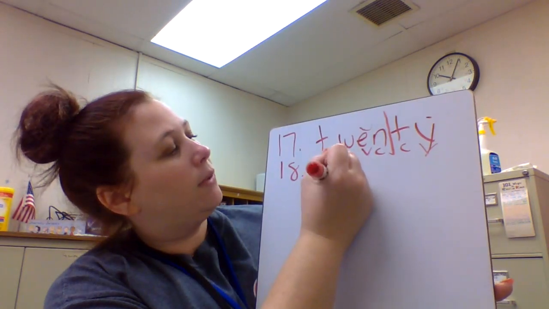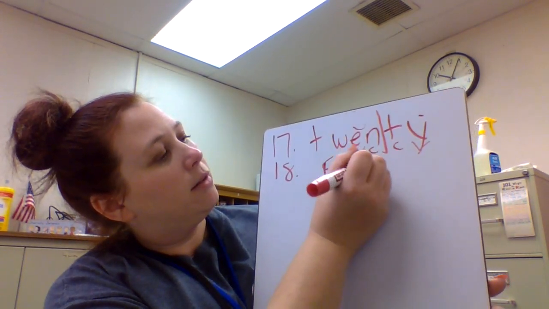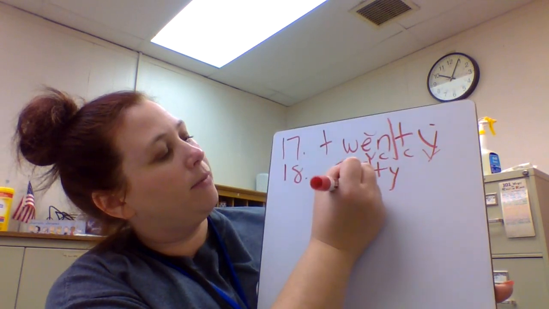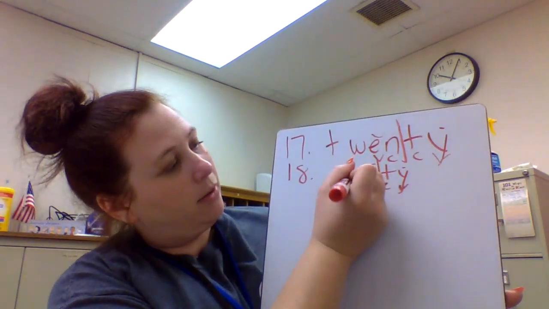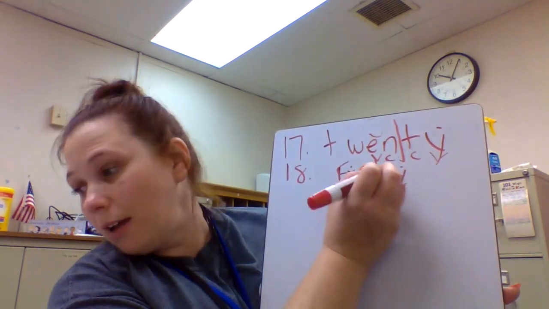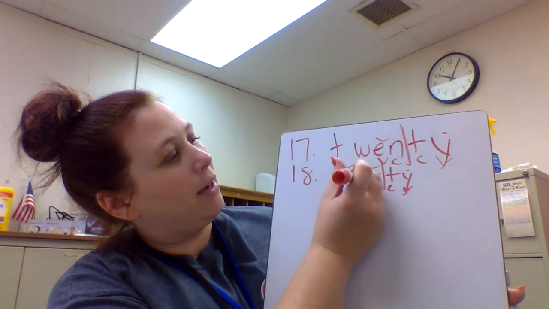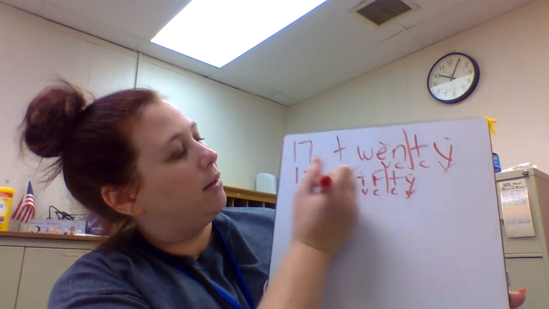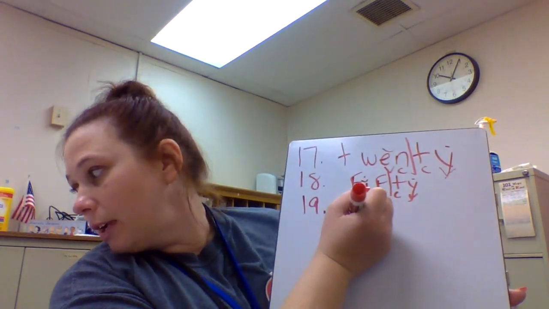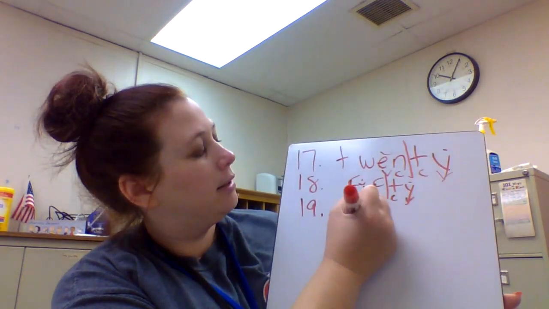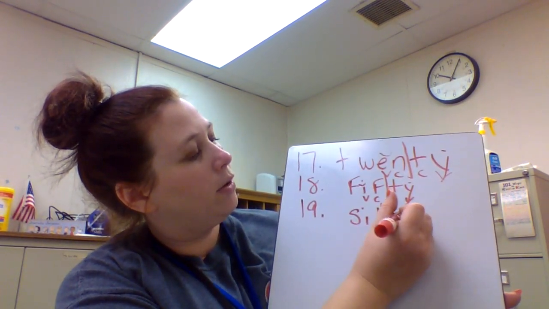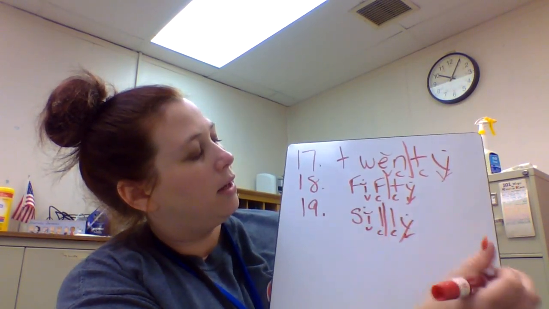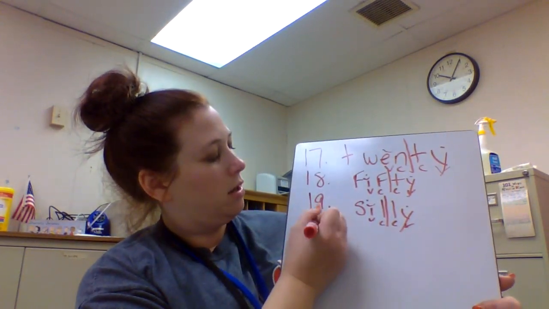Number 18, fifty. Again, same thing, we're going to draw this line here. We have vowel, consonant, consonant, vowel. The Y gets the dot, and the vowel, this I, gets the breve. Number 19, silly. Again, we're going to break that up. Our Y gets the dot. Here we have vowel, consonant, consonant, vowel. That gets the breve.